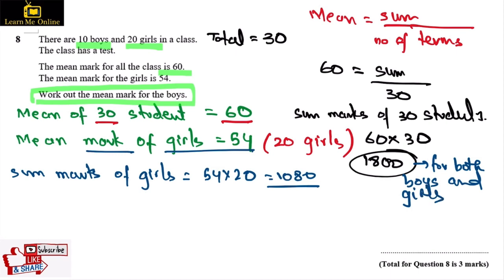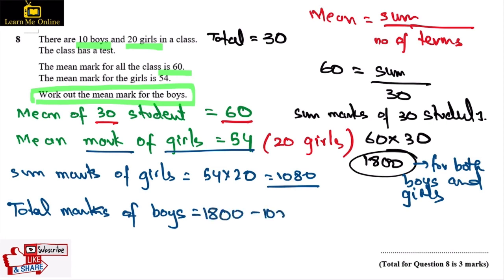We know the total marks of the girls. Can we find out the total marks of boys? So from the total, which is 1800, when we minus 1080, we get the sum of the marks of boys, which is going to be 720. So this is the boys' marks.